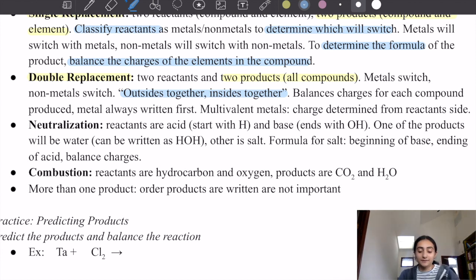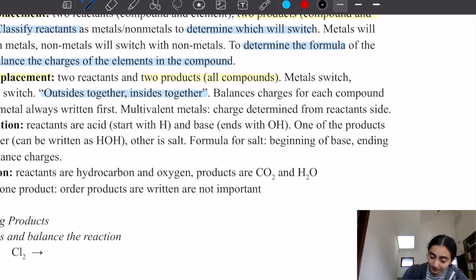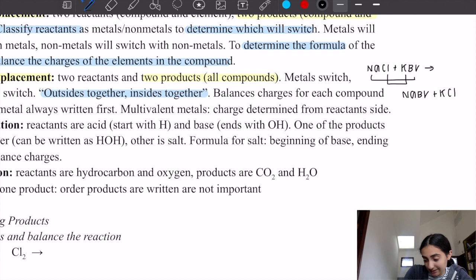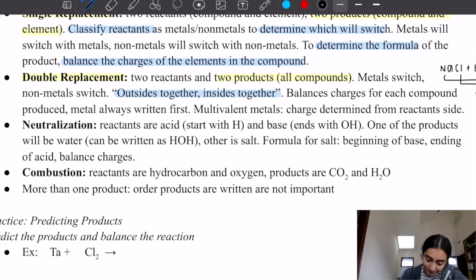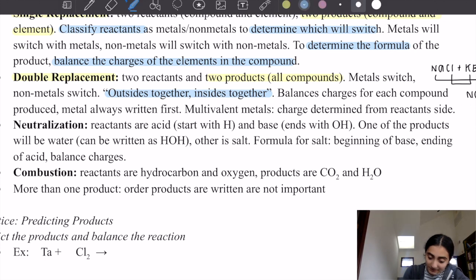So if you have, let's say, NaCl plus KBr, your outsides are going to go together to get NaBr, and your insides are going to go together to get KCl. And then your metals and nonmetals have switched. And for multivalent metals, the charge will be determined from the reactant side.